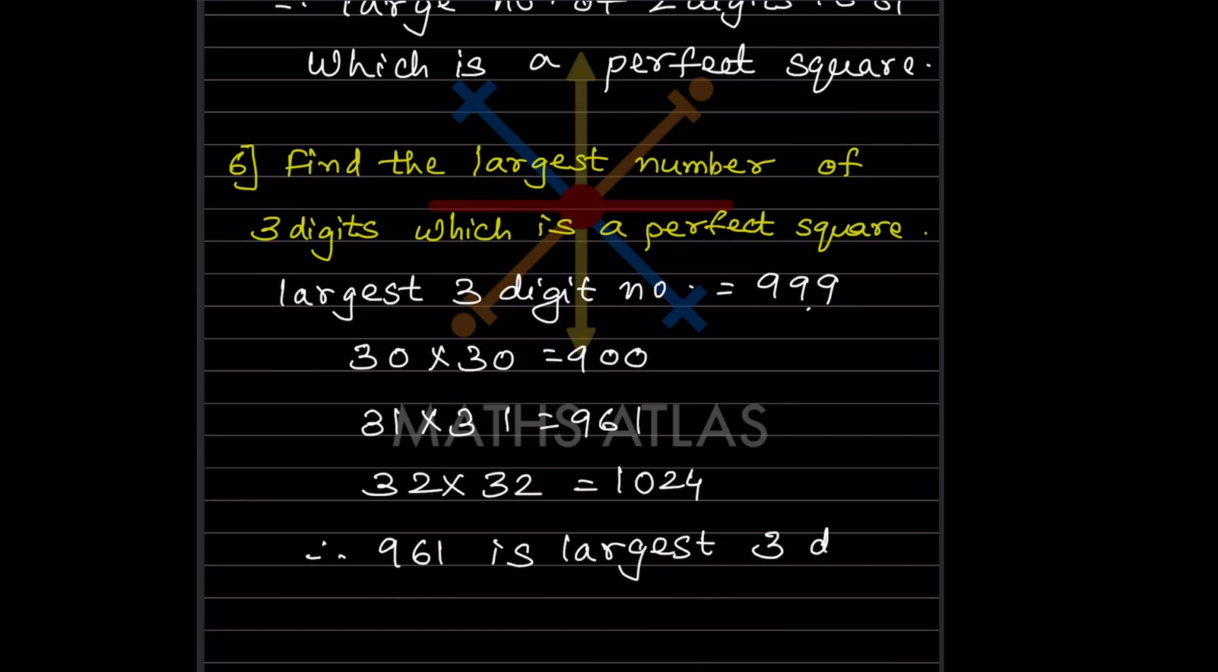Three digits is the largest of 3 digits, that is a perfect square. Hope you got this one. So you have to check what are the possibilities here.